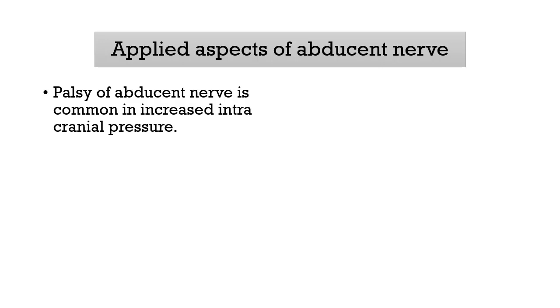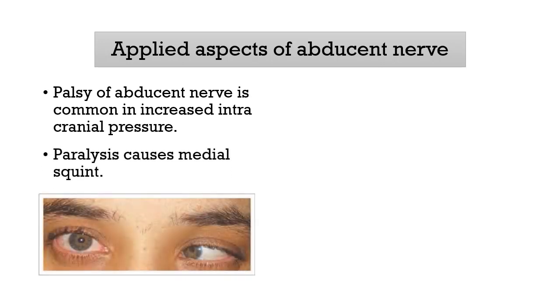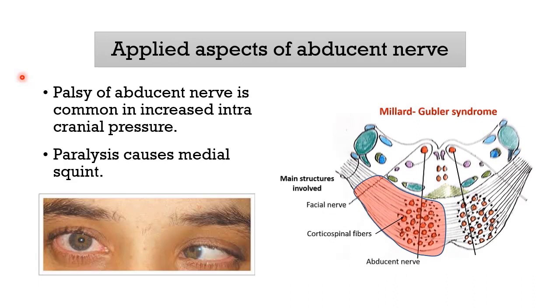Let us discuss few applied anatomical aspects. Palsy of abducent nerve is common in increased intracranial pressure. Paralysis causes medial squint. Here we can see this is because of unopposed action of medial rectus. Cerebrovascular damages in the lower part of the pons can result in Millard-Gubler syndrome, which involves abducent nerve, facial nerve, and also pyramidal fibers, which causes ipsilateral abducent nerve palsy, ipsilateral facial nerve palsy, and contralateral hemiplegia.